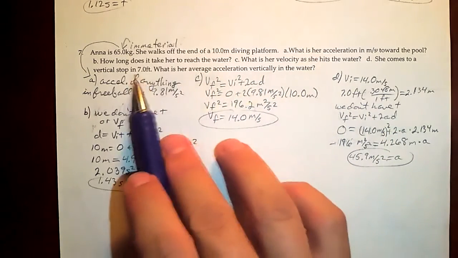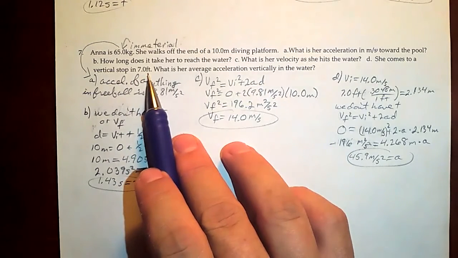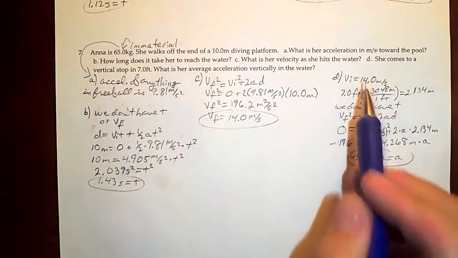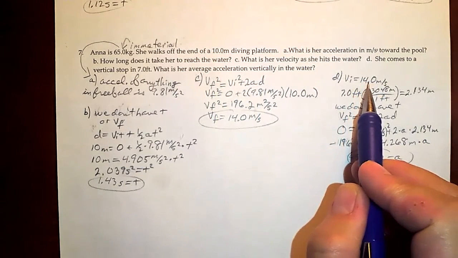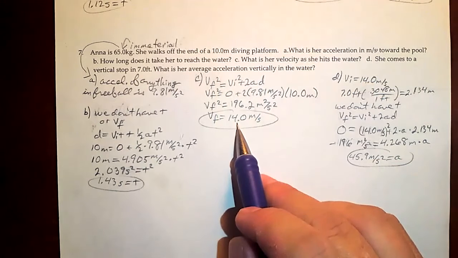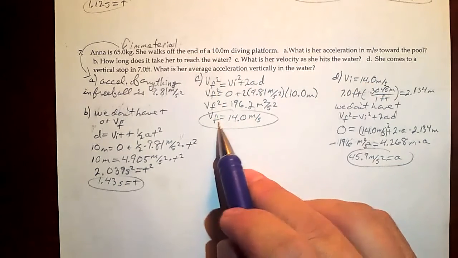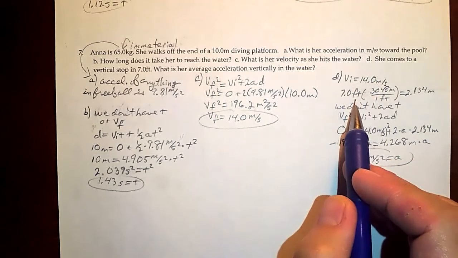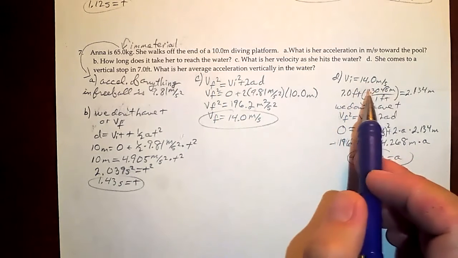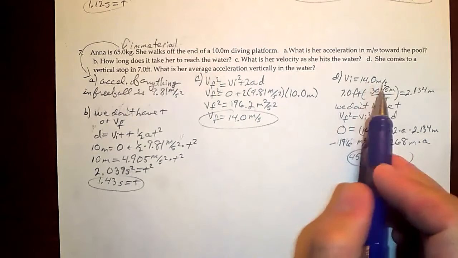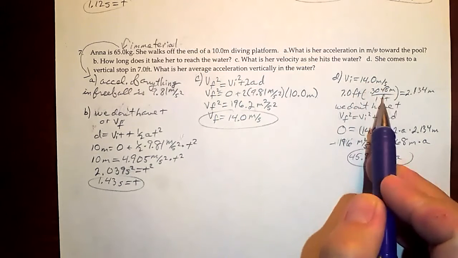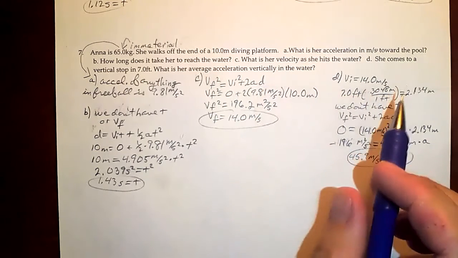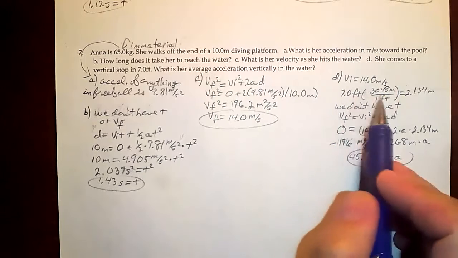On D, she comes to a vertical stop in 7 feet after she hits the water, of course. What's her average acceleration vertically in the water? So when she hits the water, her initial velocity coming to a stop is the velocity we got when she hits the water, right? So we're going to take this as final velocity in the air and take it as initial velocity in the water. Now we know the distance that she traveled was 7 feet, but this is in meters. So we're going to transfer this to meters. I looked up the meters per feet, and I need to include that, don't I? Okay, so if we know the conversion factor, then we multiply, and now we have meters.